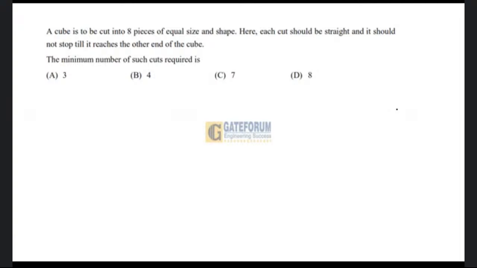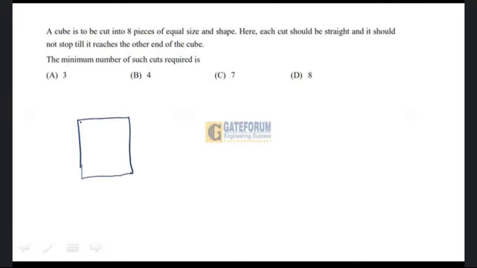A cube is to be cut into 8 pieces of equal size and shape. Each cut should be straight and it should not stop till it reaches the other end of the cube. The minimum number of such cuts required is, now you see this is a sum which comes from cubes and dicing. It's very simple. It's just basic logical reasoning.